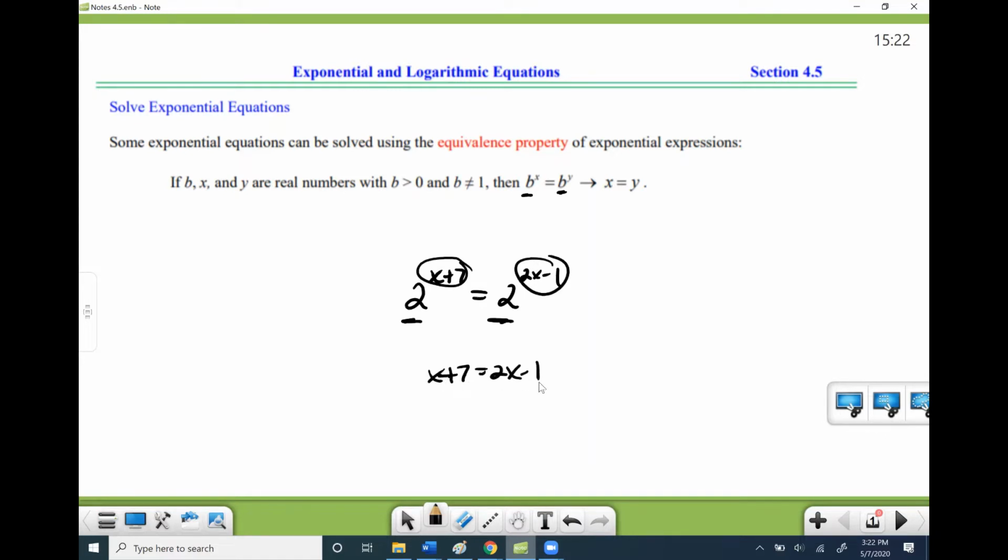Now that only works when the bases are the same though. If I have 3 to the x plus 7 equals 2 to the 2x minus 1, well, those bases don't match, so it doesn't make sense to set the exponents equal to each other, okay?